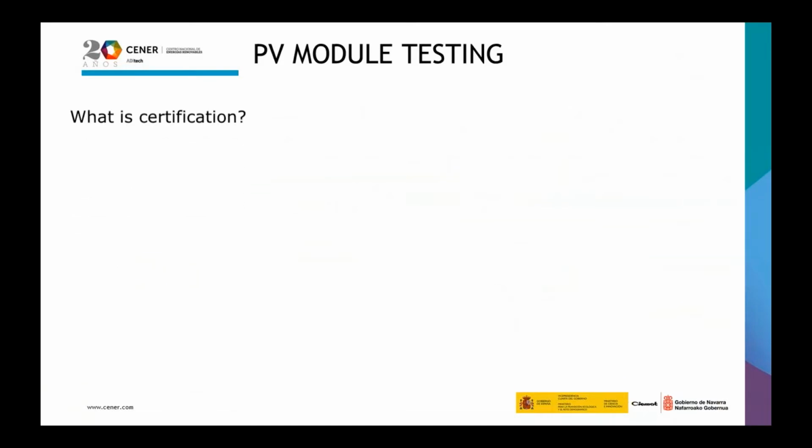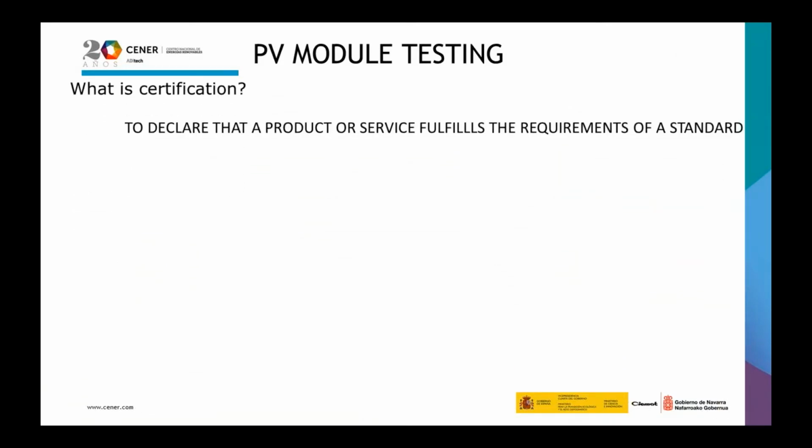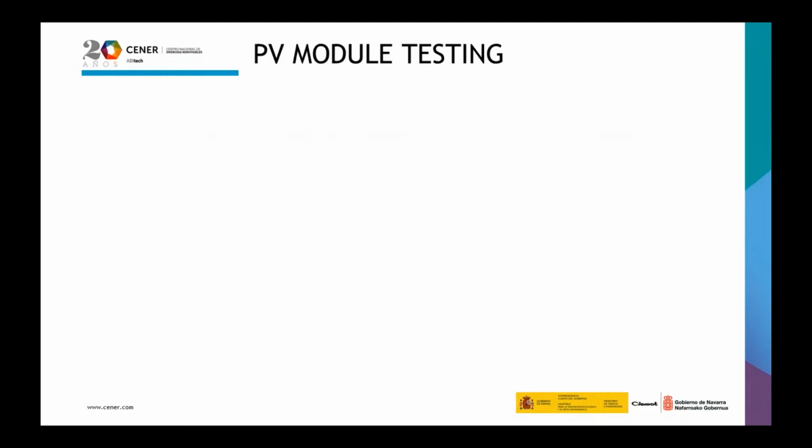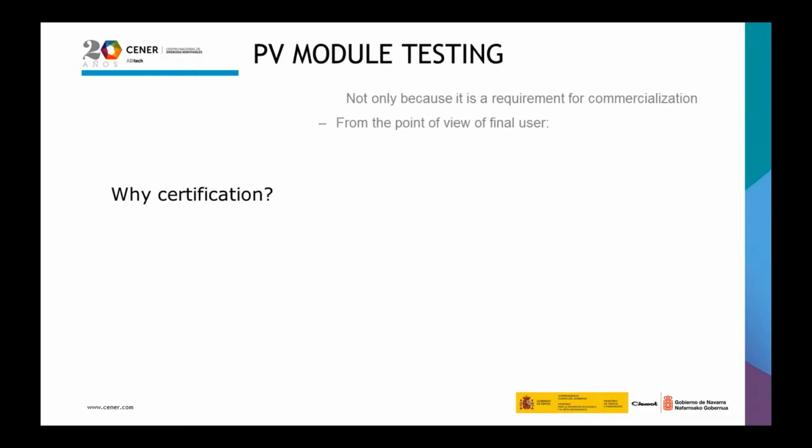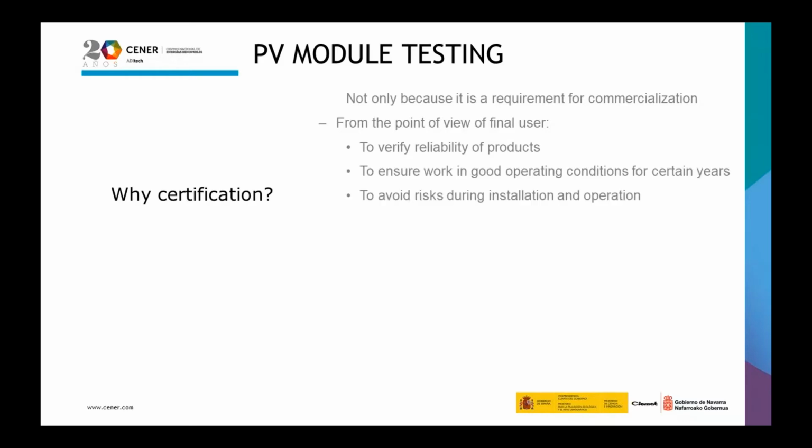First, it is important to define what is certification. To certify is to declare compliance against a standard or a procedure. And why is it important to certify the PV modules? Not only because it is a requirement of the market for commercialization, but also from the point of view of the final user to feel confident on the quality and safety conditions of the product that he or she has bought, and to avoid risks during installation and operation.